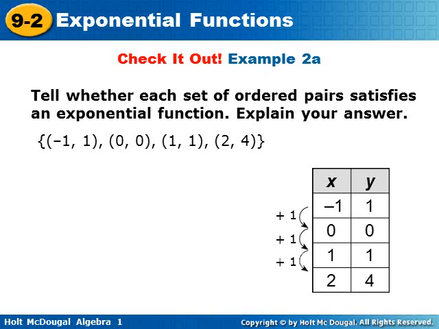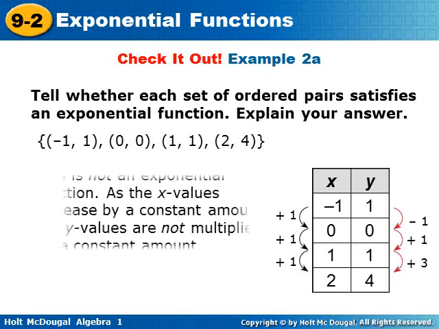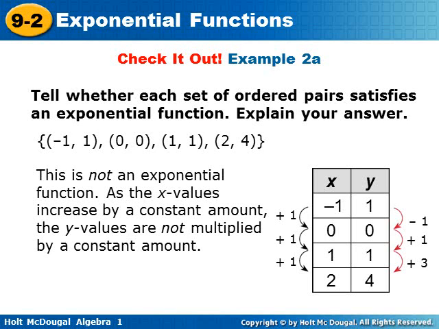You check for a constant change in x, and there is one. It's increasing by 1 each time. And then you check for y to see if it's being multiplied, and there's not. It's -1 plus 1 and plus 3. So this is not an exponential function, as the x values increase by a constant amount. The y values are not multiplied by a constant amount.